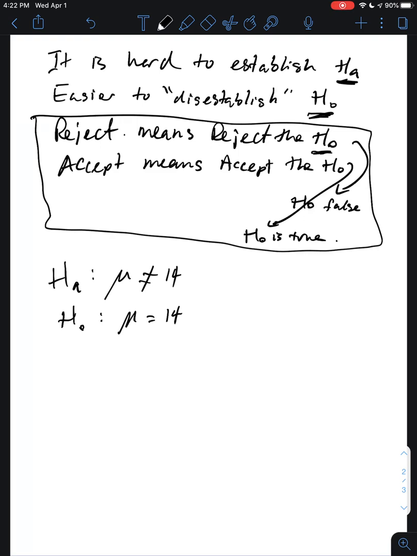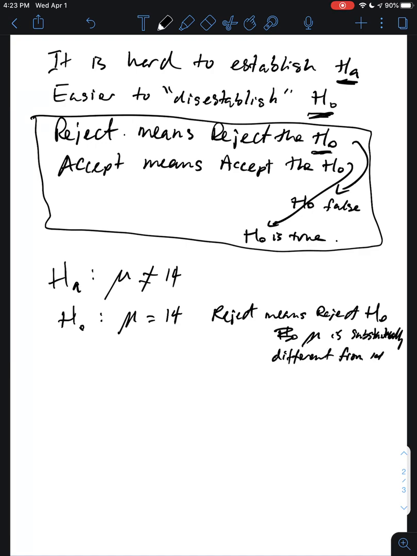And then if we say we reject, it means we're rejecting the null hypothesis, that is, mu is substantially different from 14. Otherwise, if our statistical test tells us to accept, that means accept the null hypothesis. And so in that case, mu is close to 14 within some margin of error. Okay, so that's how a hypothesis test would work in this case.